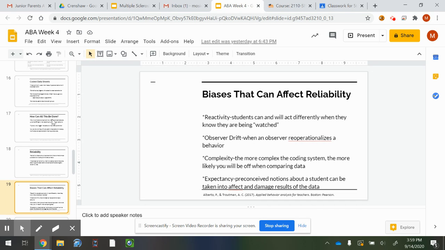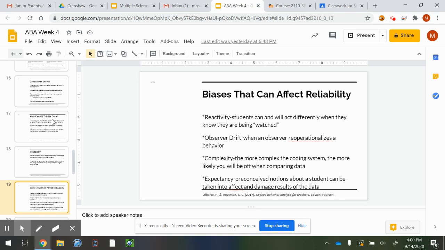So with reliability and with the inter-observer reliability check, there are some biases to watch out for. The first one is probably the most common. It's reactivity. Students can and will for sure act different when they know they're being watched. I'm sure you've all been in a classroom where you're taking some data or just taking some notes, really doing an observation, and the kids know you're there. They're looking around. It's like when the principal walks in the room, everybody automatically switches to their best behavior. So that can affect things when you have a second person in there doing a reliability check.